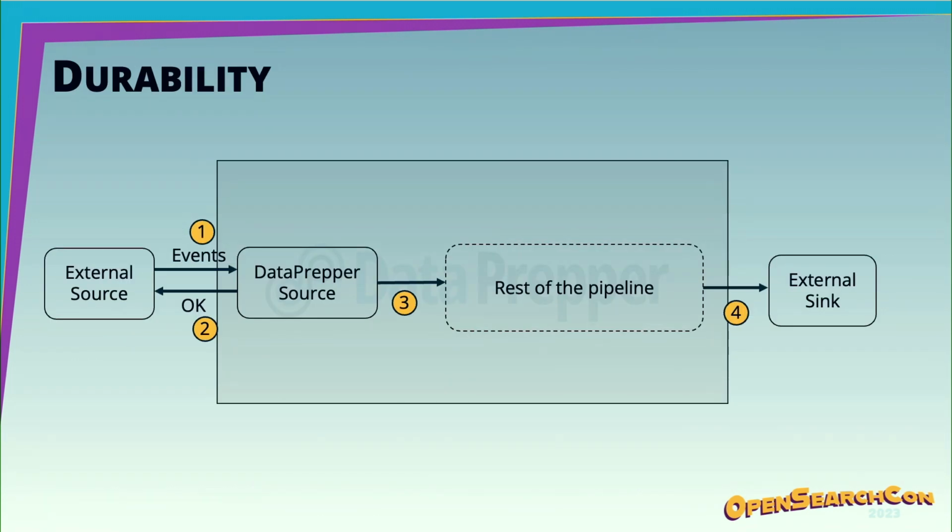Finally, I'm going to talk about data durability. By default, Data Prepper is a very fast memory-based ingestion service which takes events from an external source, processes them, enriches them, and then sends them to an external sink. In this case, when the data is first received from the external source, we immediately acknowledge that data is received. But it is possible for the data to be lost before it is actually sent to the external sink in various places in the pipeline.